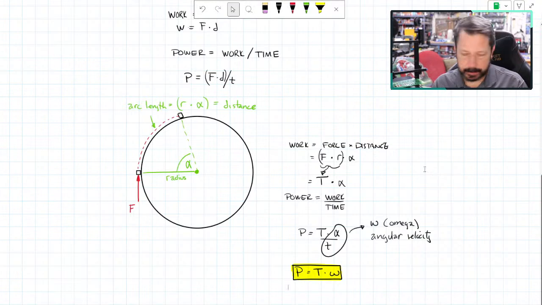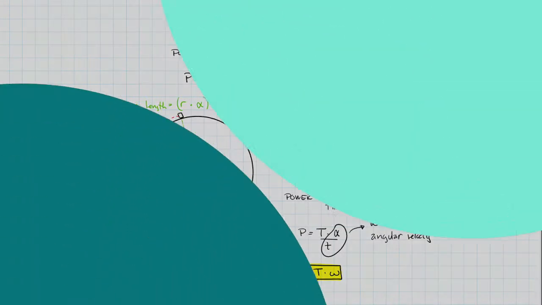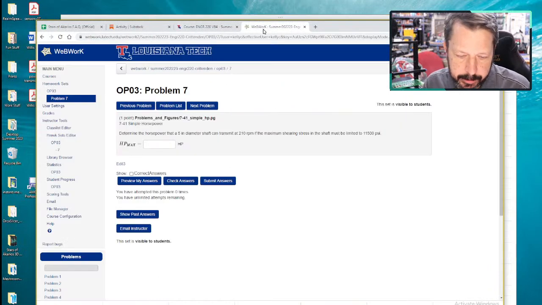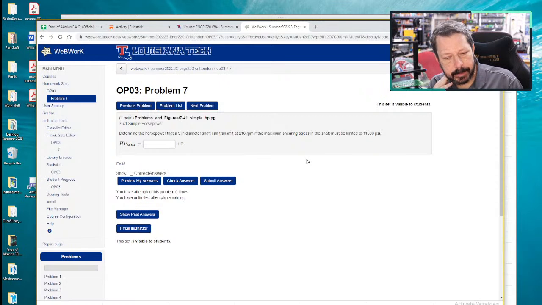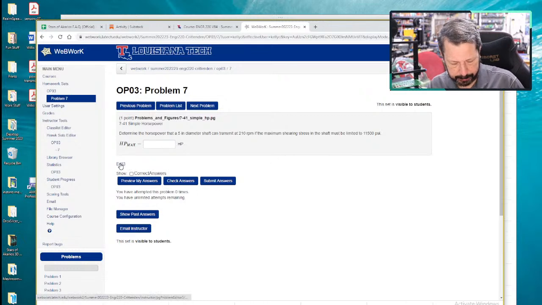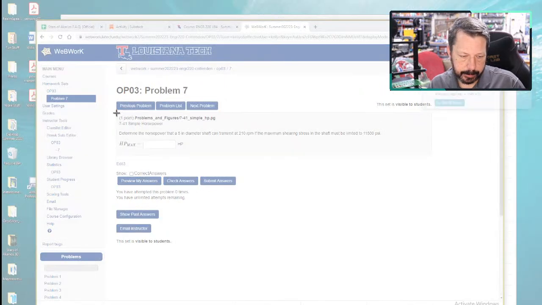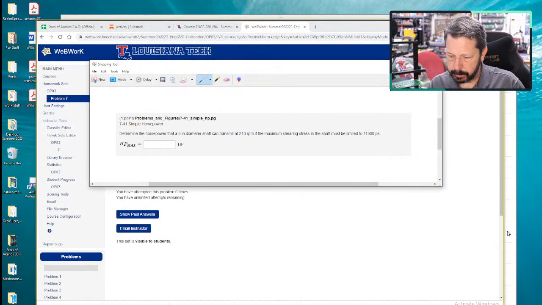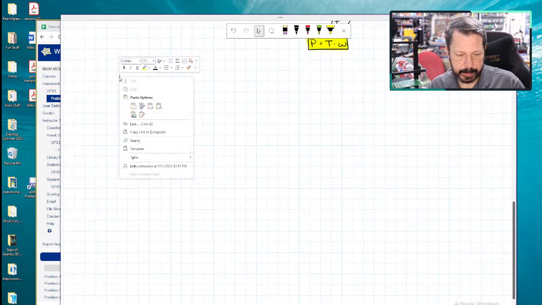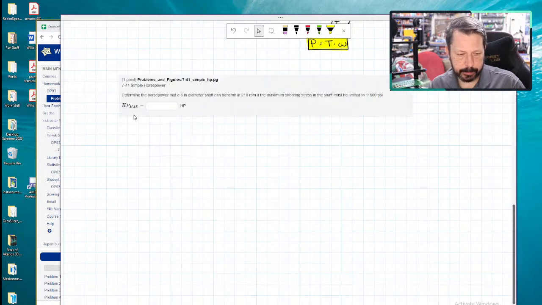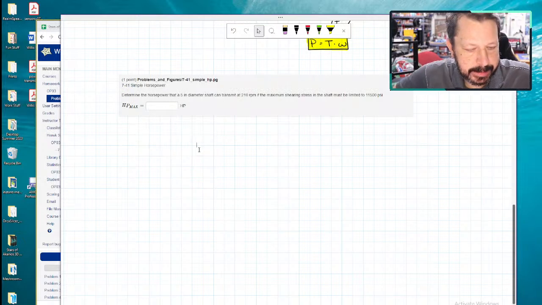So let's do an example. Let's go here. This is optional 3, problem 7. Looks like a really straightforward problem. Let's work that. It's just a word problem. It doesn't even have a picture that goes with it. Oh yeah, my shortcut key for that doesn't work. We got to do it this way. There. And paste this in as a picture.